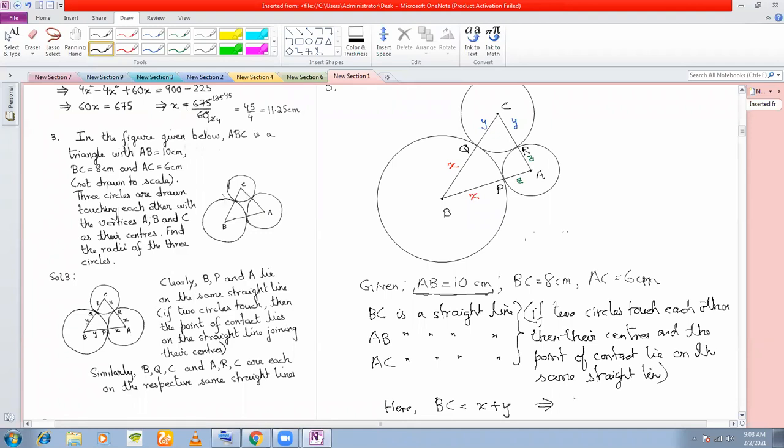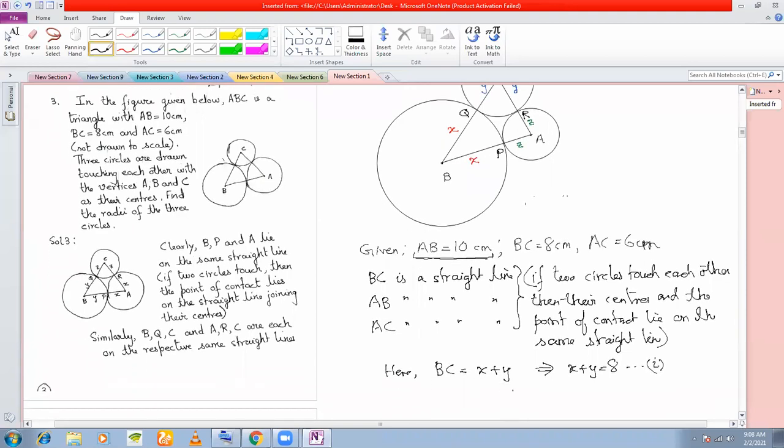But what is the length of BC here? 8 centimeters. So X plus Y must be equal to 8. This is our first equation. Similarly, you see that Y plus Z is AC. So AC is equal to Y plus Z, and the length of AC is given to you as 6. So Y plus Z is equal to 6.